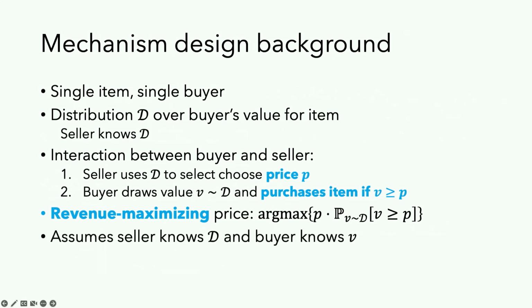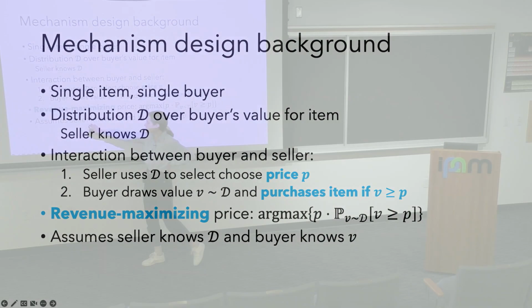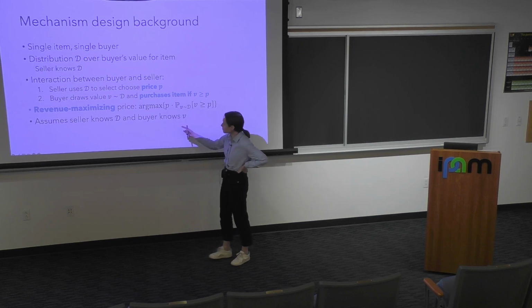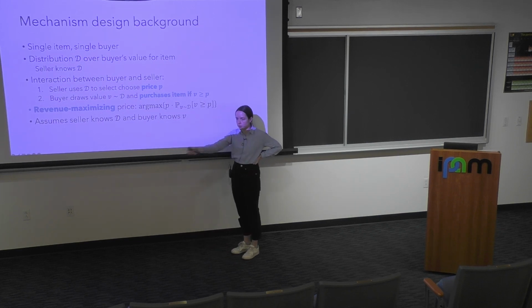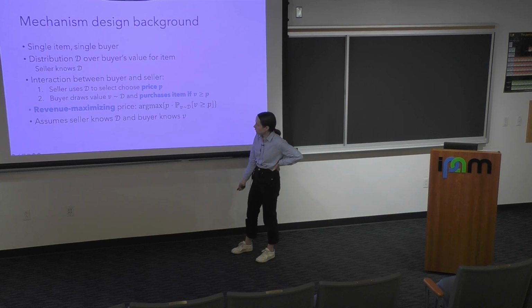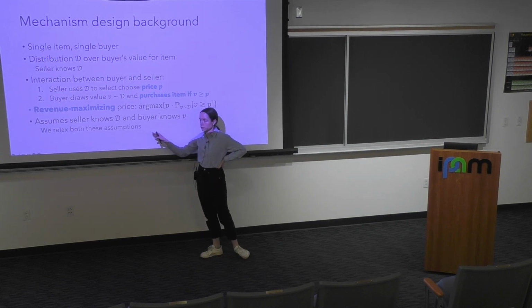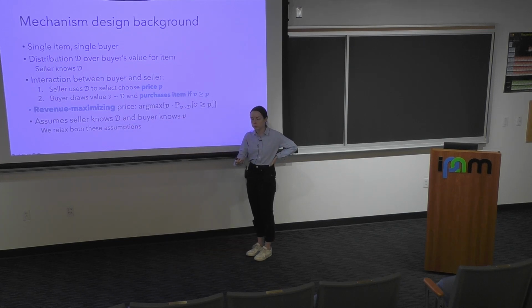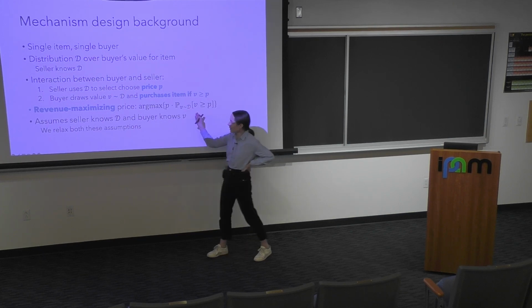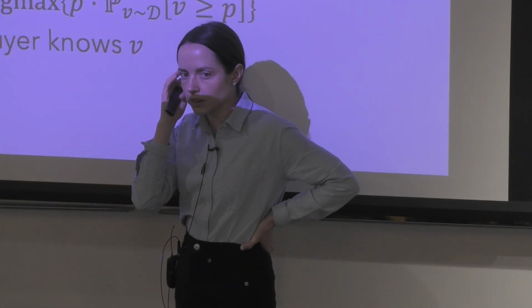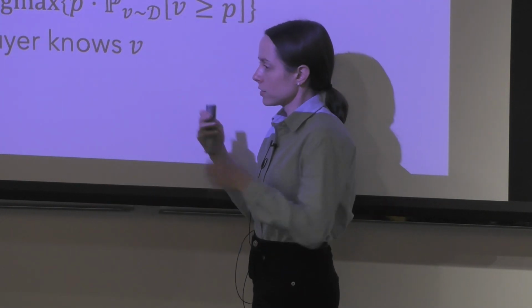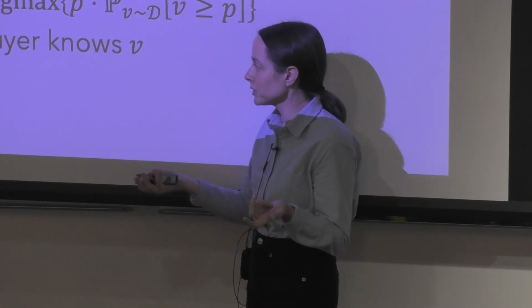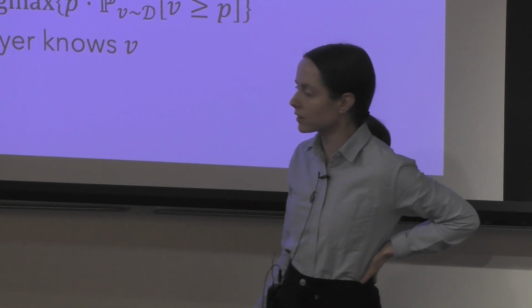But the key assumption here, which may seem a little bit unrealistic, is that the seller knows this distribution D, and moreover, that the buyer knows their own value before they even purchase the item. And in this work, we relax both of these assumptions, that the seller knows D and that the buyer even knows their own value before they purchase the item. Because after all, I certainly don't know this distribution governing how much I value coffee. Why would the seller know this distribution? I might think that I'll like the coffee, but I buy it and it's burnt. And it turns out I didn't know my value before I bought the coffee.